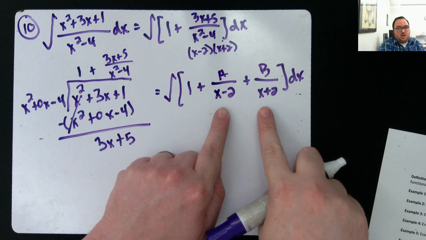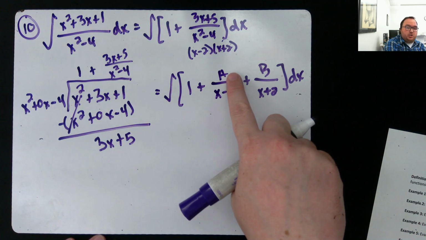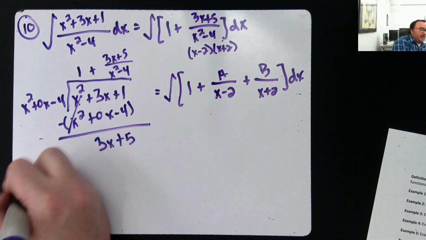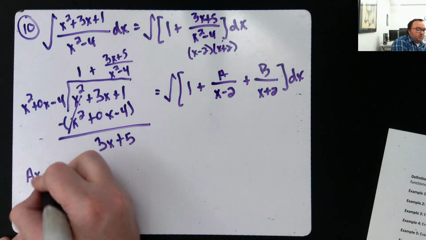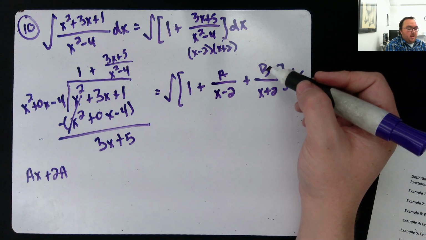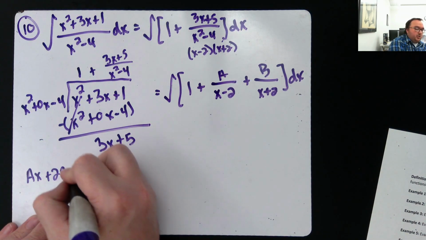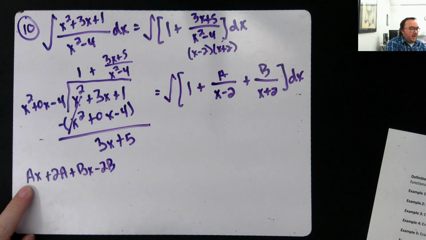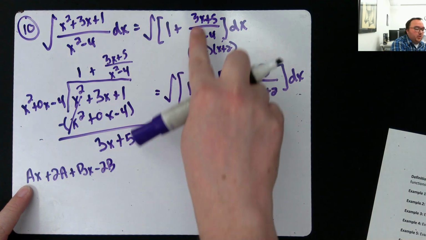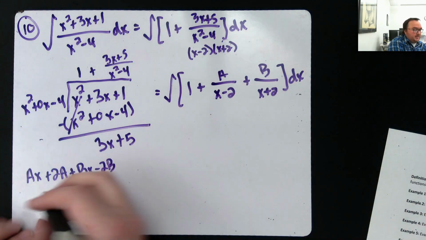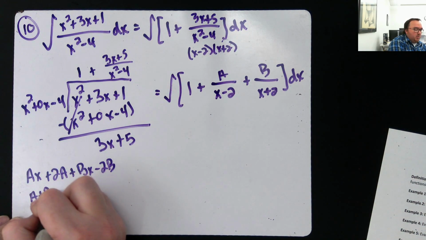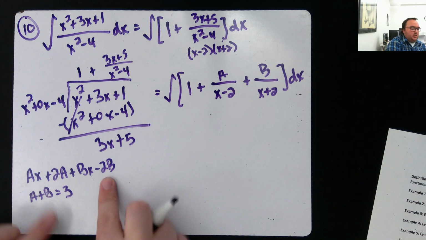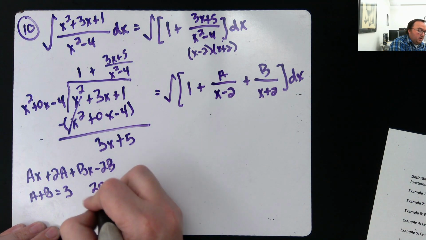For these two to match, I would need an x plus 2 right here. A times x is ax. A times 2 is 2a. And then over here, I need an x minus 2, so bx minus 2b. Ax plus bx has to be equal to 3x. So a plus b has to be equal to 3. 2a minus 2b has to be equal to 5.